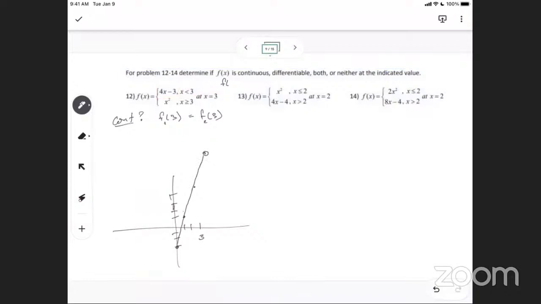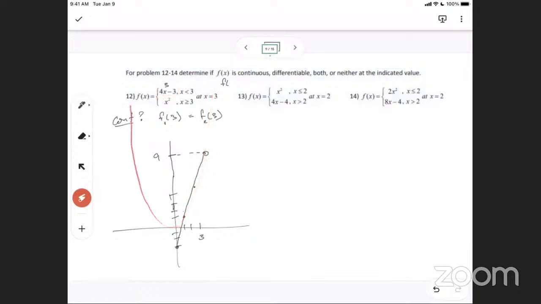Well, if I plug in 3 here, I get 12 minus 3, which is what? 9. And if I plug in 3 here to the second one, what's 3 squared? 9. It's also 9. So really what I'm doing, notice what this graph would have done is this, right?